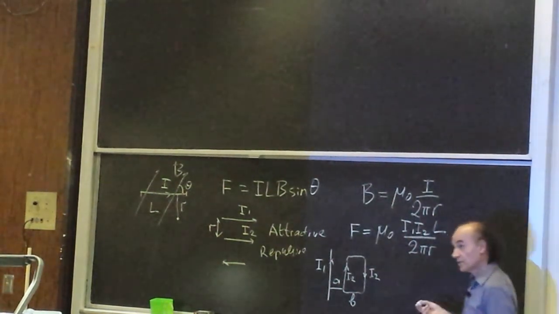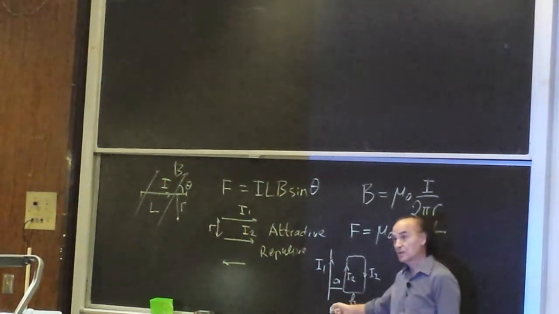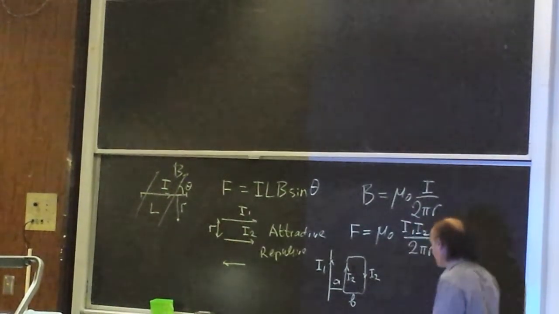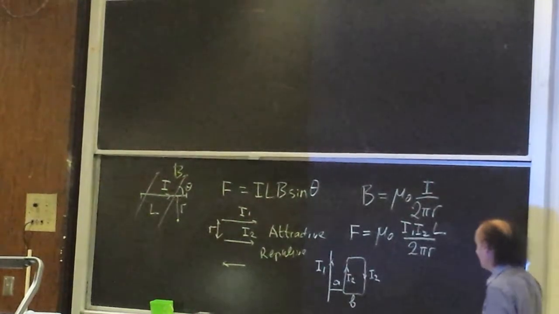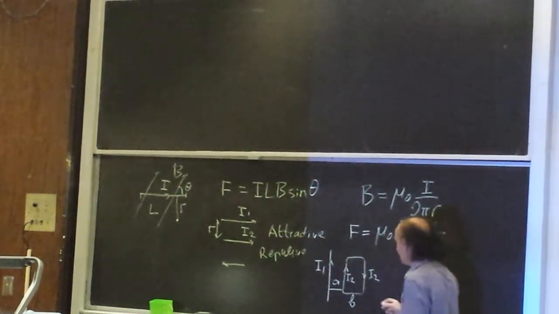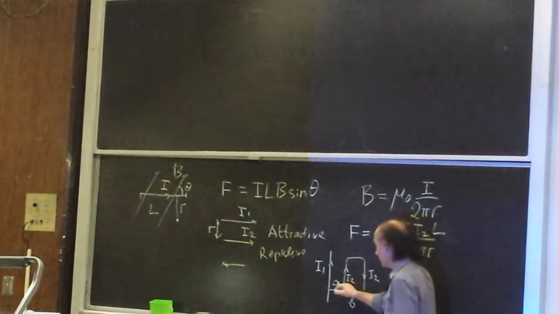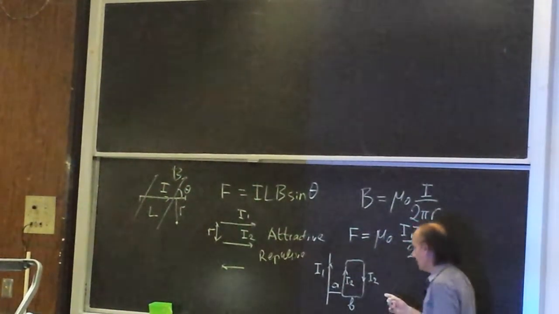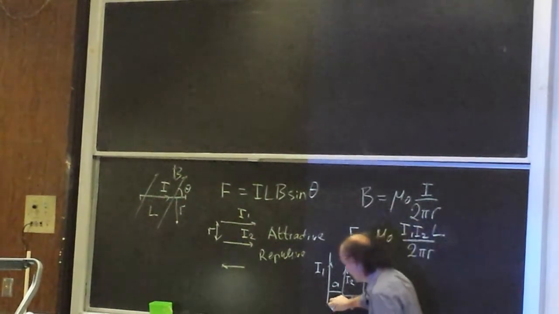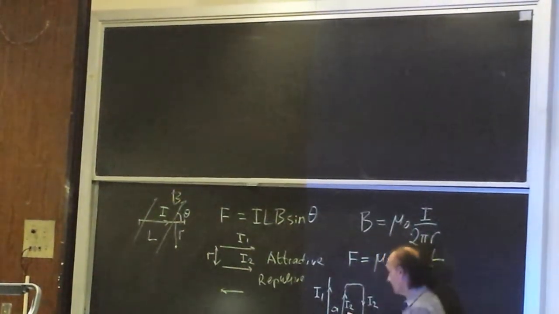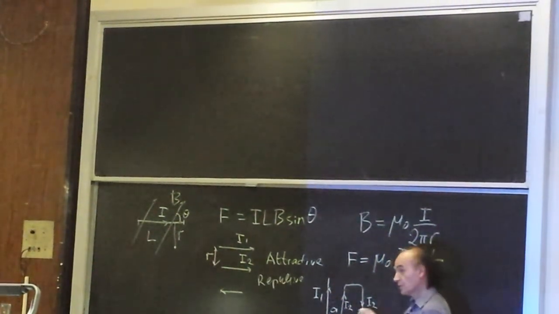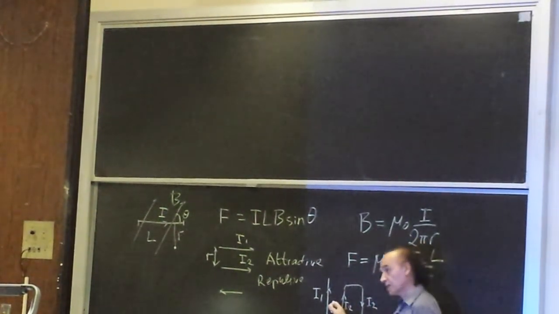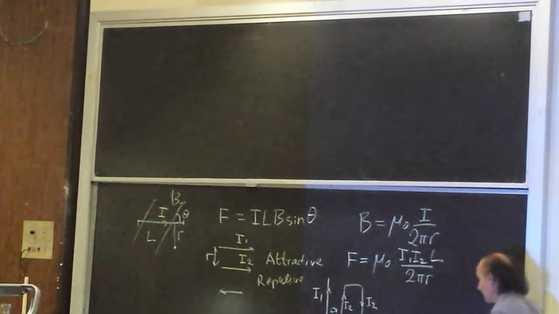Find the total force between this long wire and this rectangular circuit. So you should find the force between I1 and I2, and you know that this force is attractive. This force is to the left. Okay, the force between I1 and I2 is attractive. So because of that force, this rectangle is attracted to the wire.